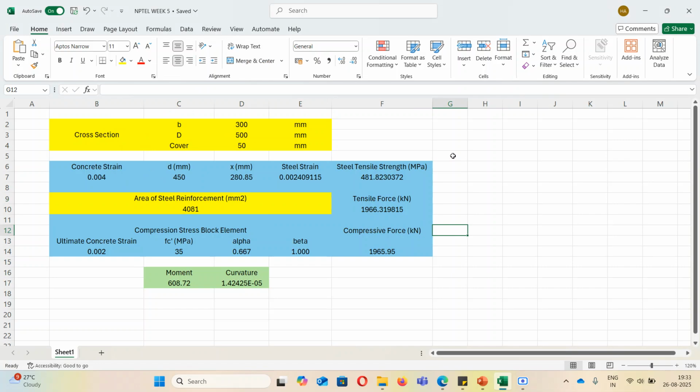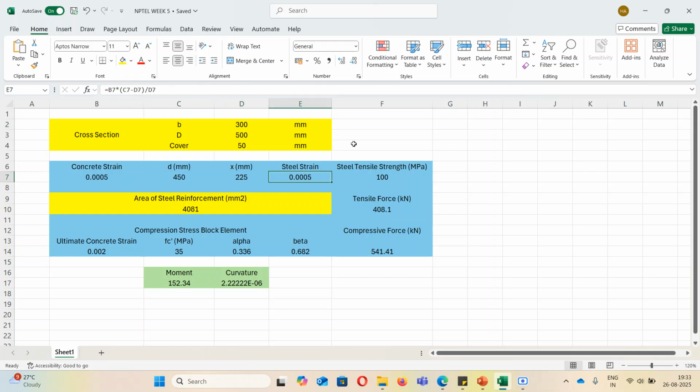Now, when we plot moment and curvature, what do we do? We first assume the value of concrete strain. Suppose I am taking concrete strain as 0.0005, and small d I can calculate since I know the cover and the total depth. So what is the next step? We assume a neutral axis depth. Suppose I take it as 225.